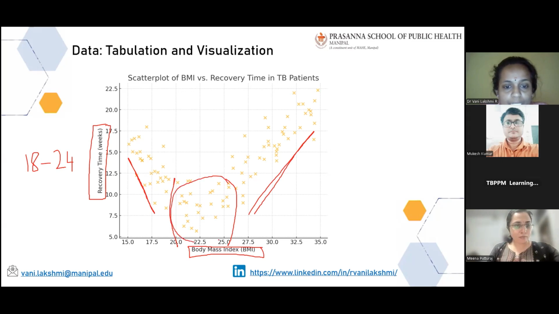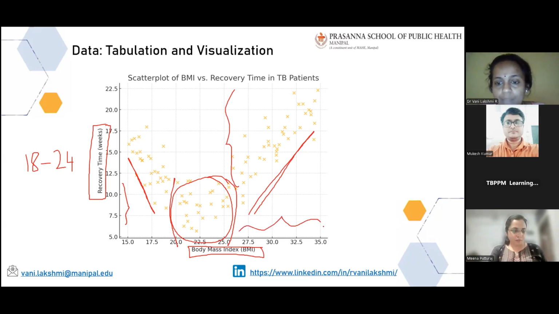This is the healthy people range, 18 to 25. Correct, no? BMI. Okay. So healthy people are able to recover slightly faster than obese people. See? So obesity is a risk. Obesity is becoming a risk for treatment of TB. That is what we find. See, these are all people with high BMI. Correct, no?